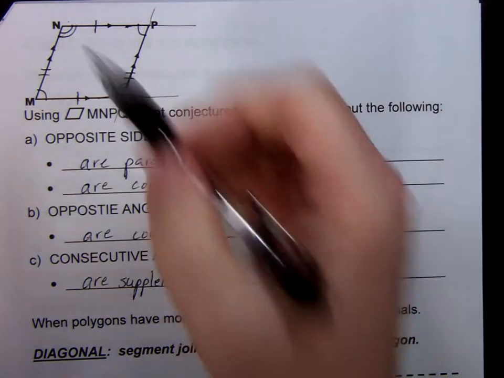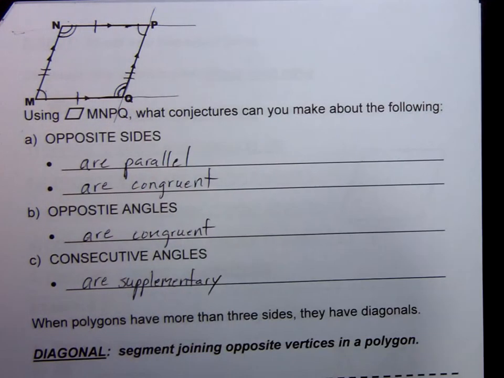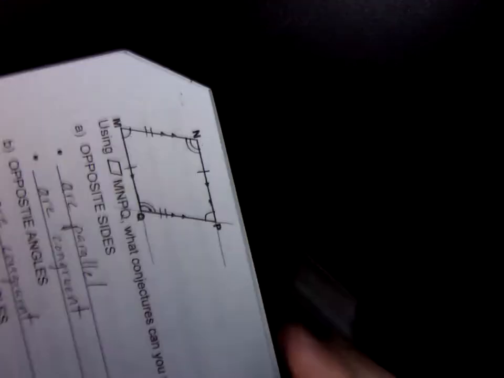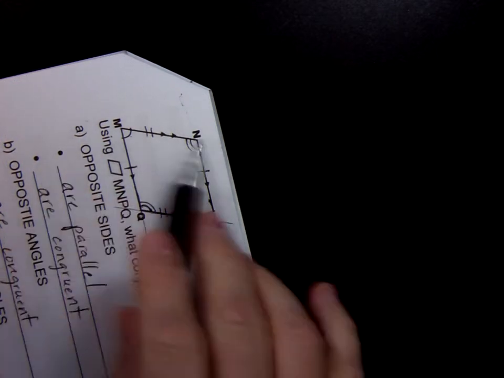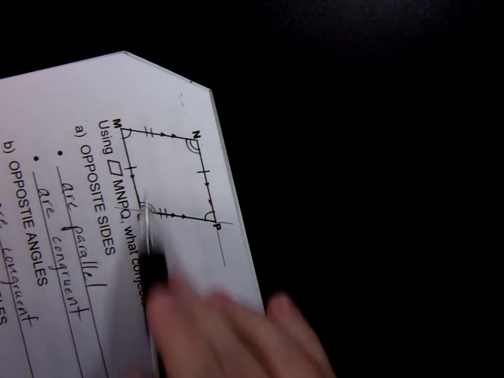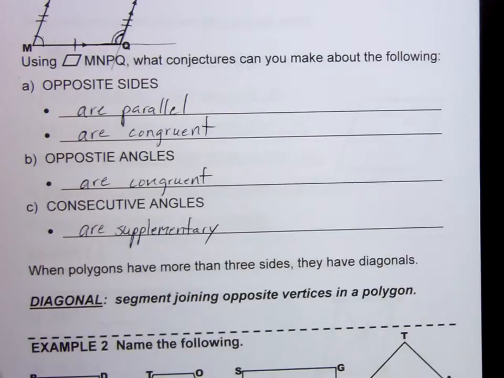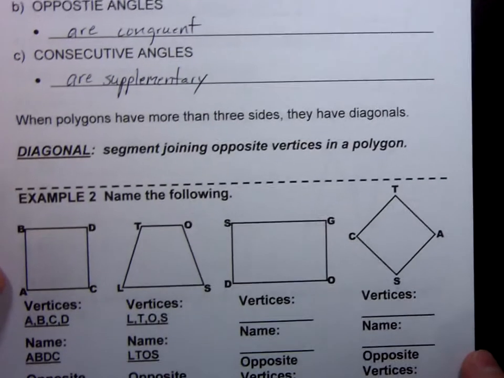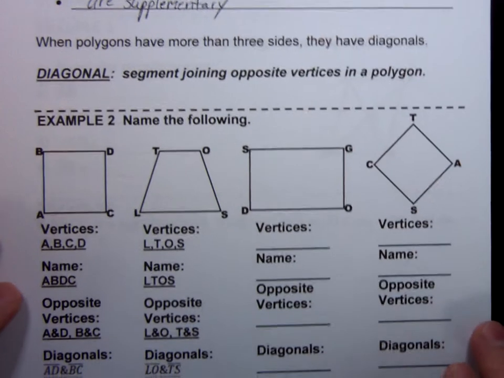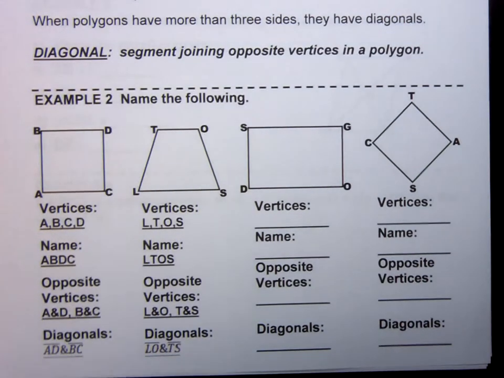You got the same situation going on over here, parallel lines, transversal, same side interior angles. And if I turn the paper, parallel lines, transversal, same side interior angles, again. So we have a lot of supplementary angles there. All of the consecutive angles are supplementary to each other. Alright, so those are things that are always true about every parallelogram. Those are things we're going to want to memorize and use as we move forward.